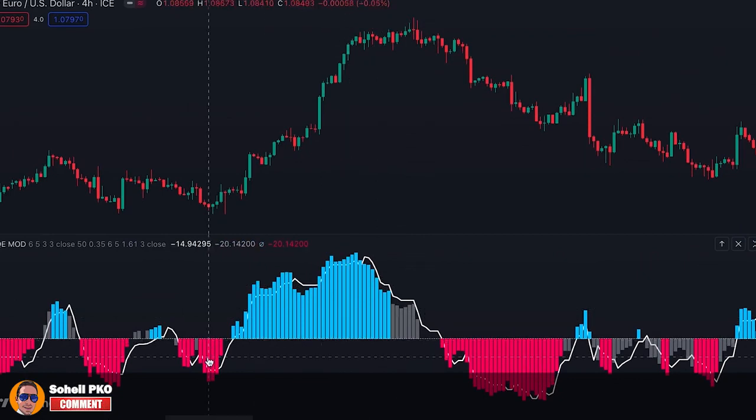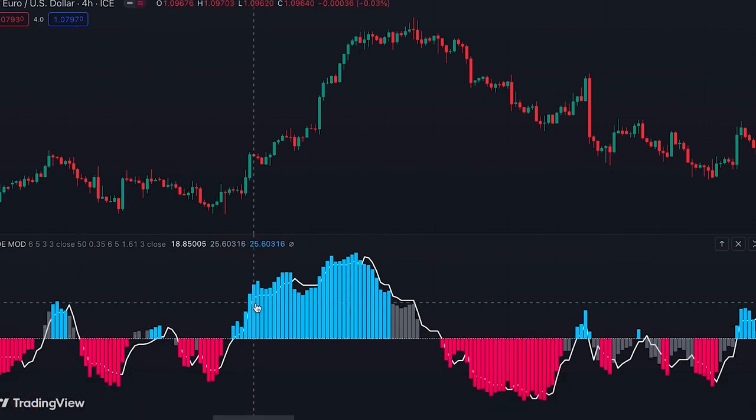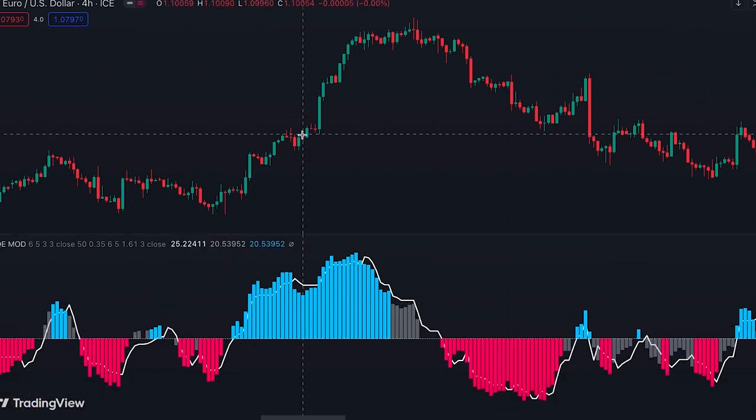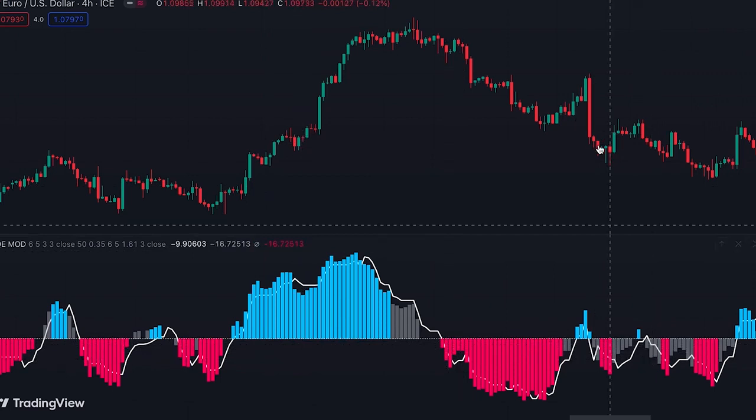In this indicator, we have a histogram that moves above and below the center line, and as you can see, the bars change color to red, blue, and gray. In times that the bars turn to blue, it shows increased buying pressure and so advancing of the price, and in times that it turns to red, it shows increased selling pressure and so declining of the price.